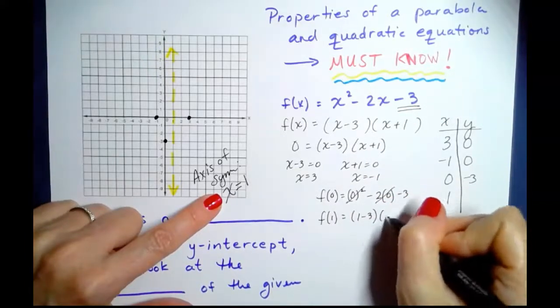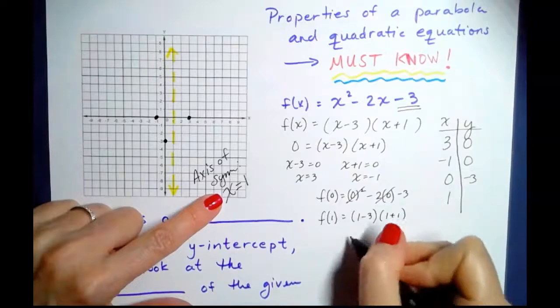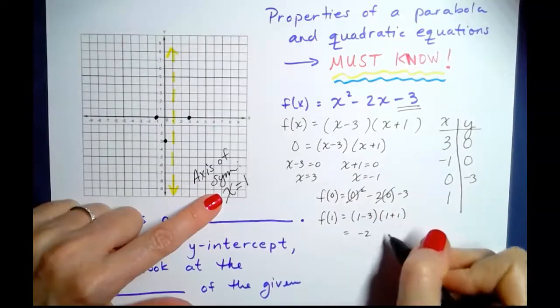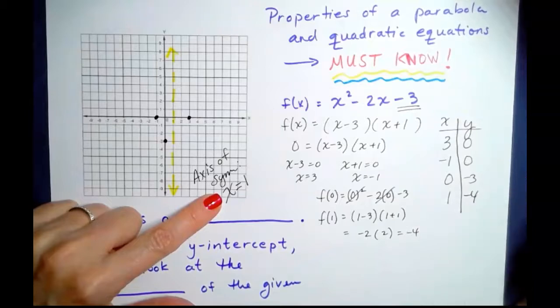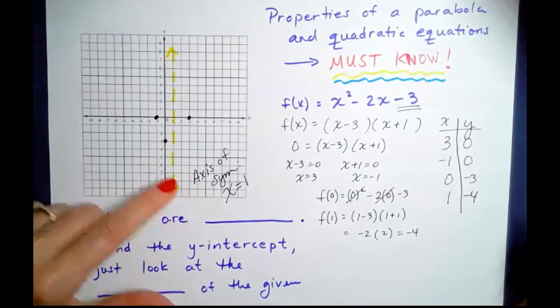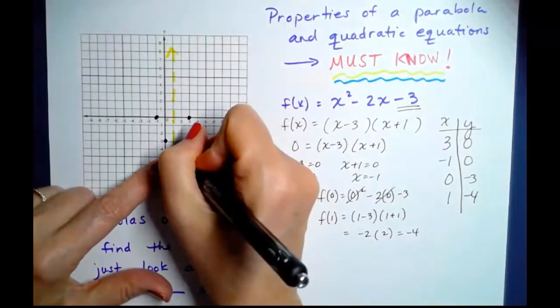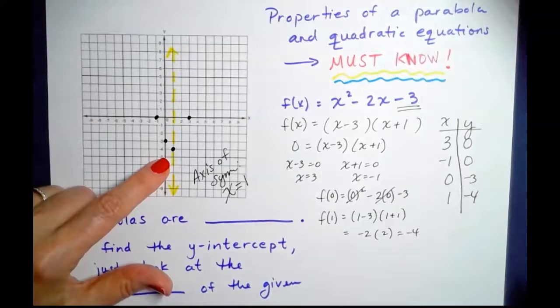1 minus 3 times 1 plus 1. 1 minus 3 is negative 2. Negative 2 times 2 is negative 4. This is the location of our vertex. Our vertex lives on the axis of symmetry.